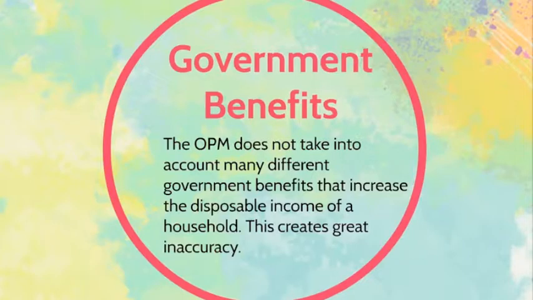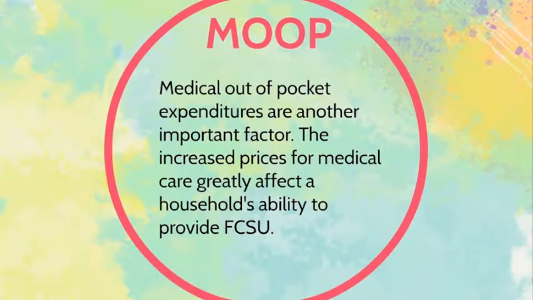The OPM does not take into account many different government programs, which may increase the disposable income of a household. This creates inaccuracy. In our measurement, we would include all forms of government benefits. This would provide a much more precise picture of poverty in the United States. Medical out-of-pocket, or MOOP, expenditures are another important factor that the OPM excludes. Recently, medical care prices have skyrocketed, especially for senior citizens, so this expense would greatly impact a household's ability to provide FCSU.